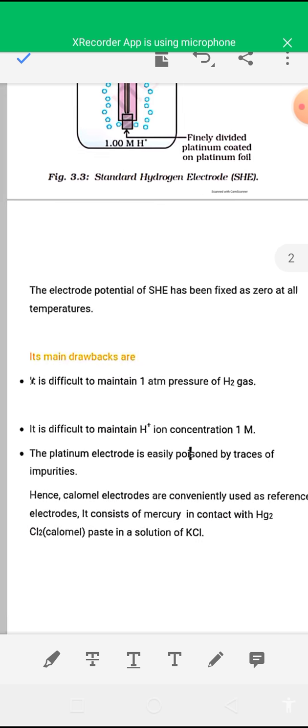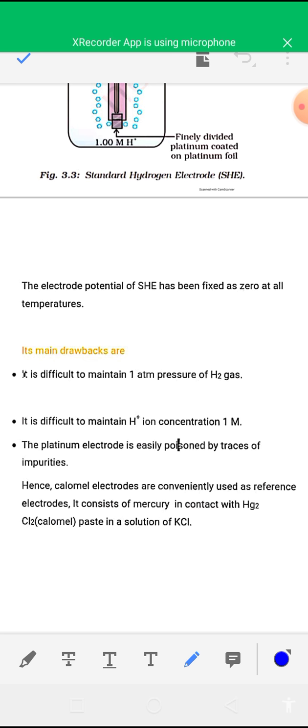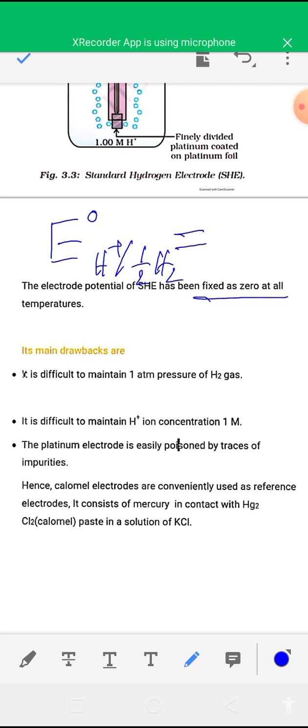And the electrode potential of the standard hydrogen electrode has been fixed as 0. So E0, the standard hydrogen electrode potential, for H plus going to half H2, the standard E0 of the standard hydrogen electrode is 0, and you can calculate the electrode potential of different electrodes with respect to the hydrogen electrode.